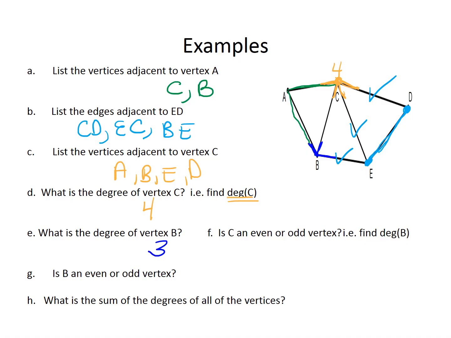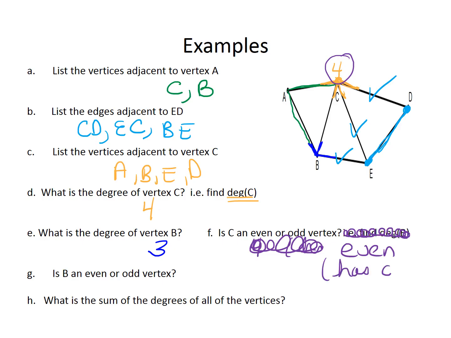Is C an even or odd vertex? Well, C had degree 4, so it's even. Is B an even or odd vertex? Well, B has degree 3, so it's odd.